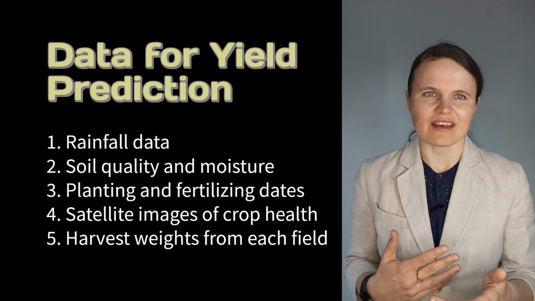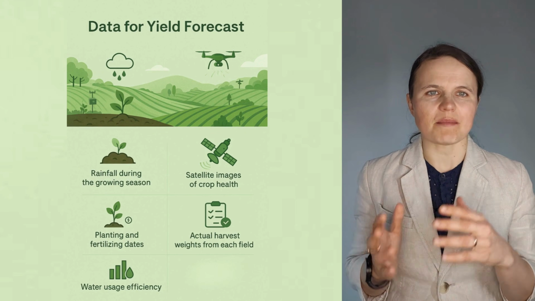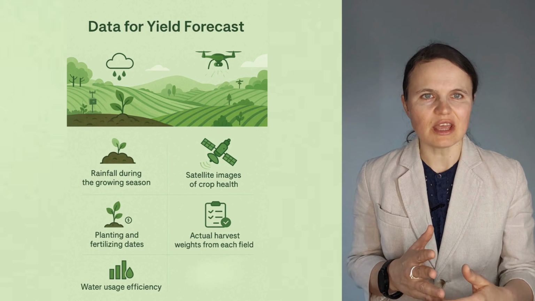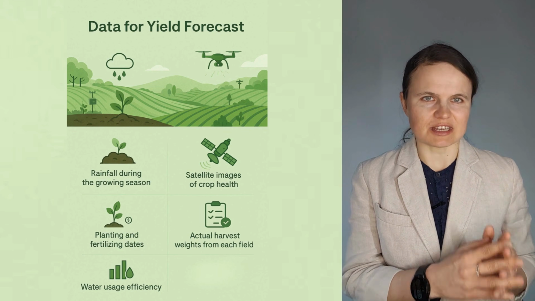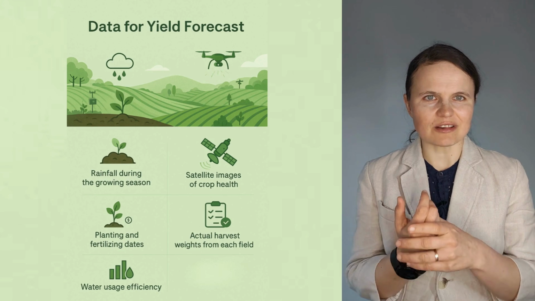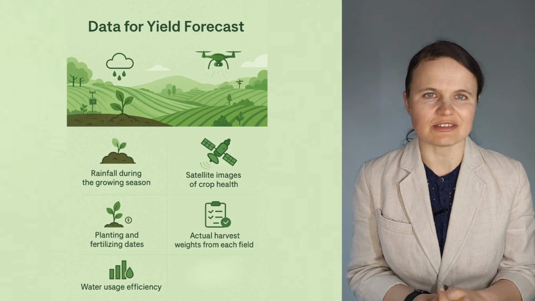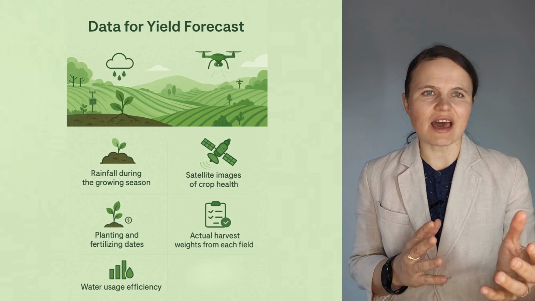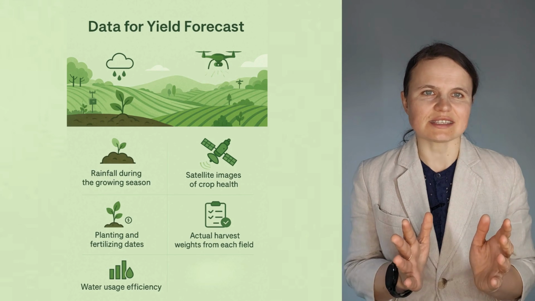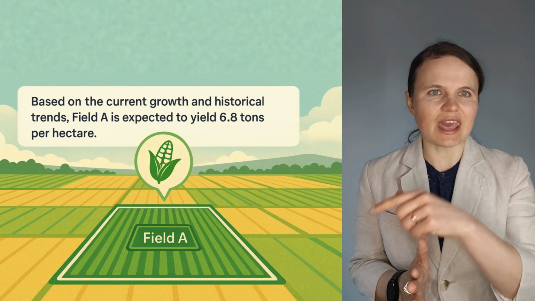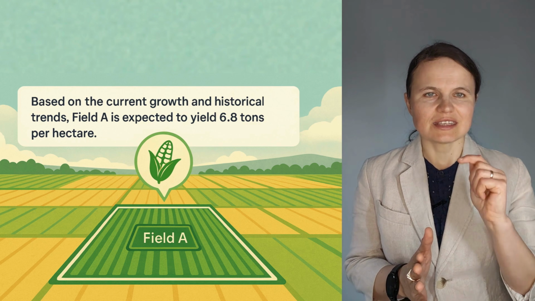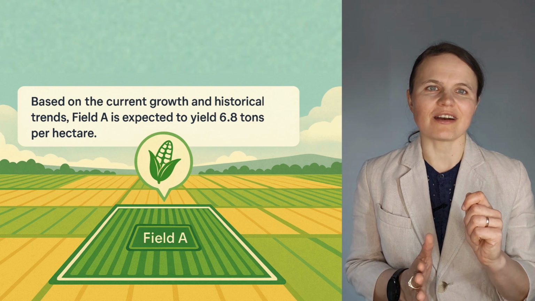And with this data, the farmer can use an AI platform during the current season to combine past records with current field conditions, including weather, real-time sensor data, and drone imagery. The AI analyzes it all and says, "Based on the current growth and historical trends, Field A is expected to yield 6.8 tons per hectare."